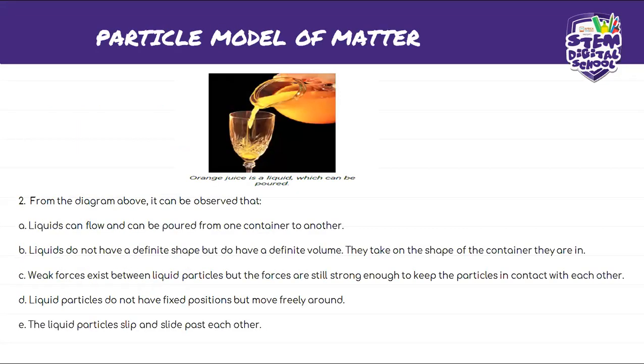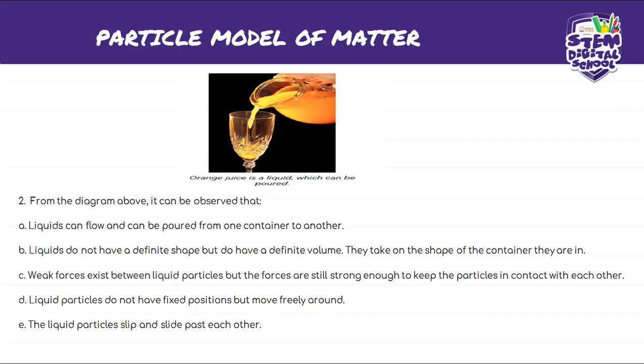Now we have this diagram here. Orange juice is like a liquid which can be poured, so you see that. From the diagram above, it can be observed that liquid can flow and can be poured from one container to another. Liquids do not have a definite shape, but they do have a definite volume. They take on the shape of the container they are in. So this is a wine glass. Liquids don't have a shape, but they will take the shape of the container. If you pour it in there, it will assume that shape.